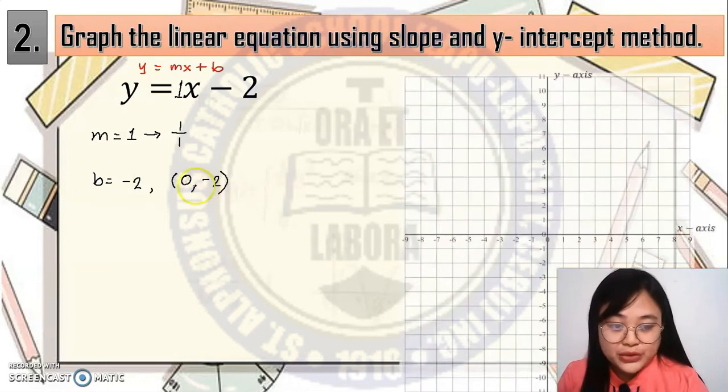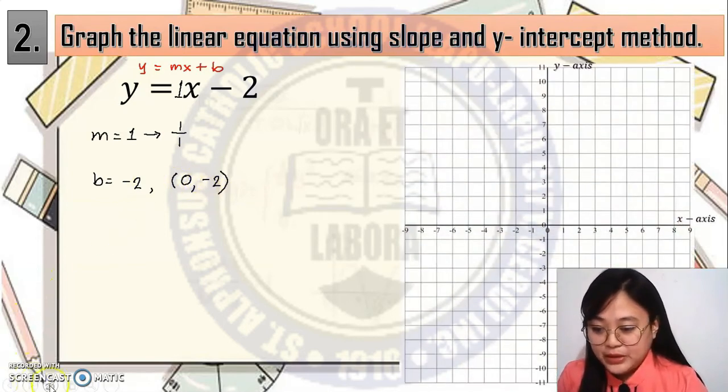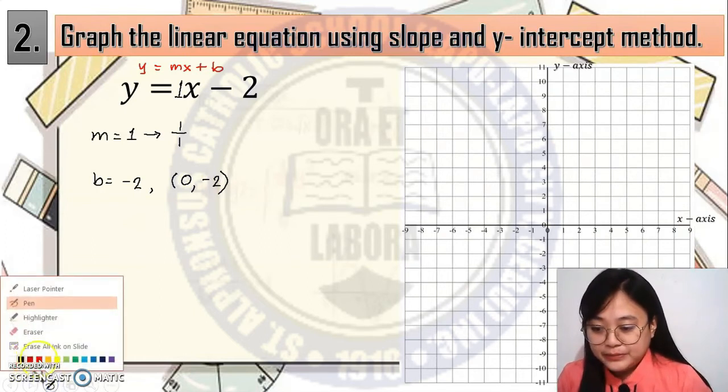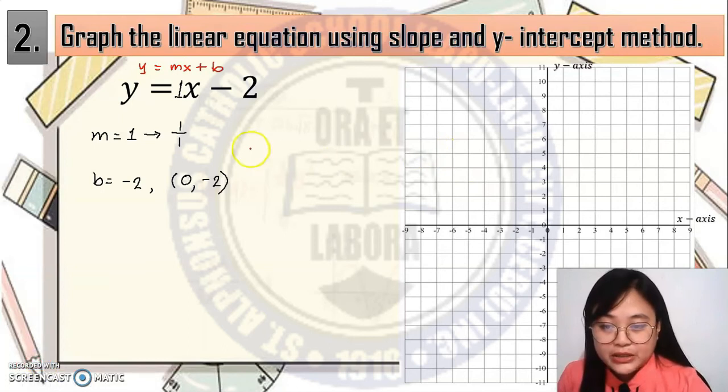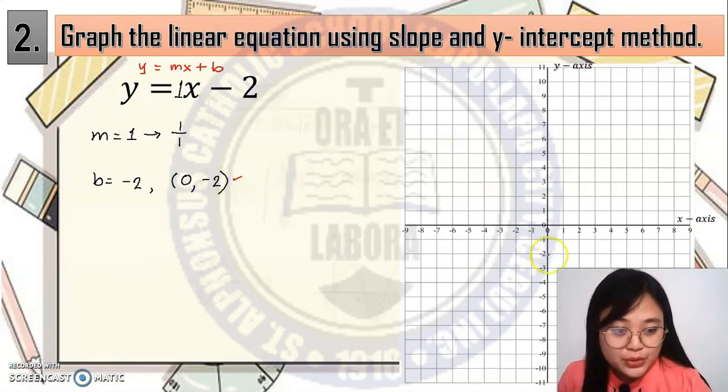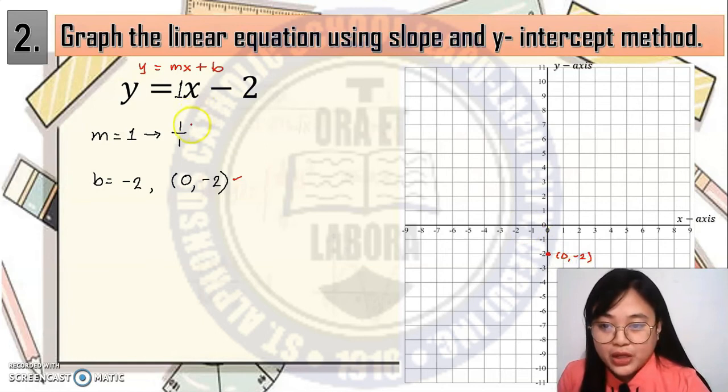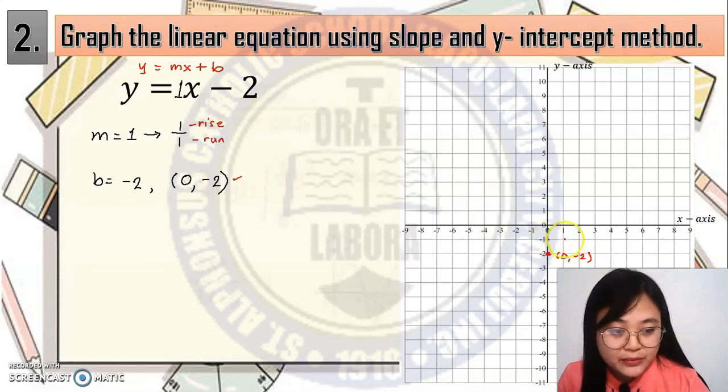After that one, you need to graph. And you will start first with your y-intercept. Your y-intercept is 0, negative 2, so here. 0, negative 2, label it properly. Then you need to rise 1 unit upwards, and you need to run 1 unit to the right since it's positive. So the next point here is 1, negative 1.